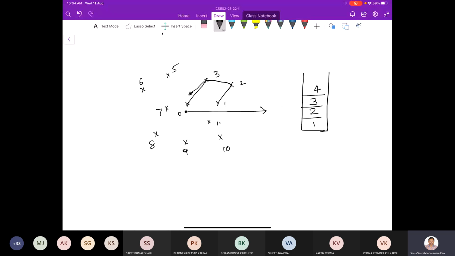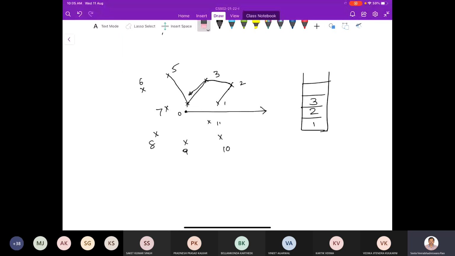Then we take the next one, that is 5. Look at 3, 4, 5. This is making a right turn at 4, the middle point. So 4 can't be part of the convex hull. We pop the 4 from the stack. Once you pop this, what is left on the stack is 1, 2, 3, and you take the top 2 and the next one, that is 5.